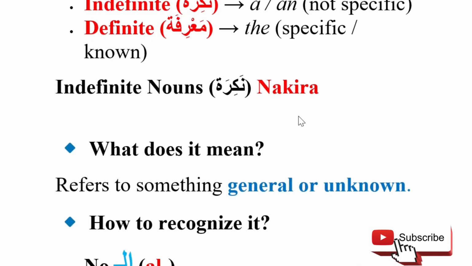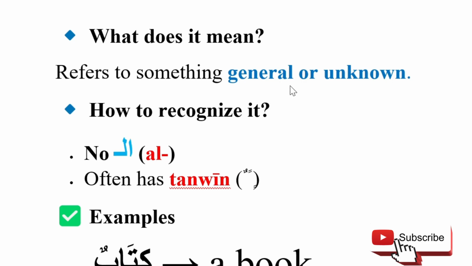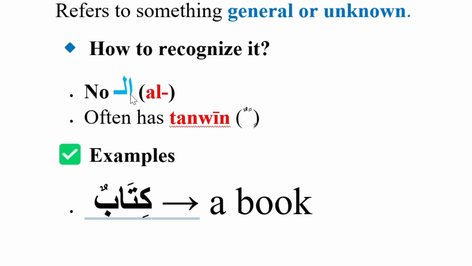Let's start with indefinite nouns, nakira. They refer to something general or unknown, and they have two features. The first one: it has no alif and lam. Alif and lam work for the definition. And most of the time it has tanween, like the doubling. As you see here: double kasra, double fatha, and double dhamma.